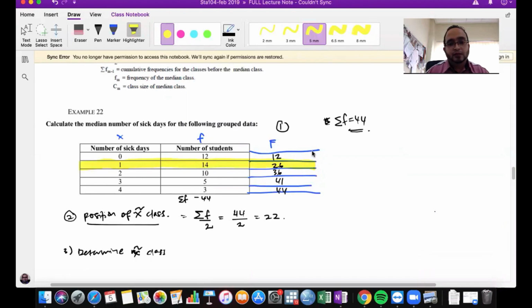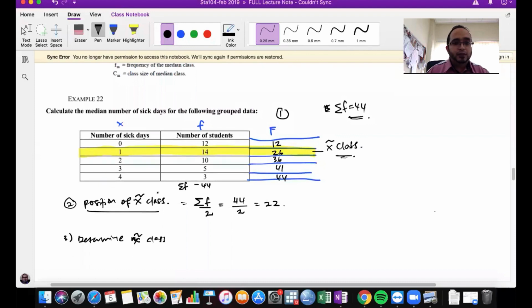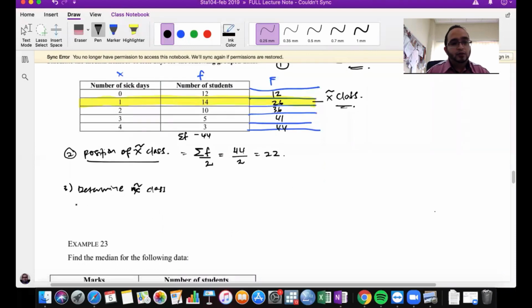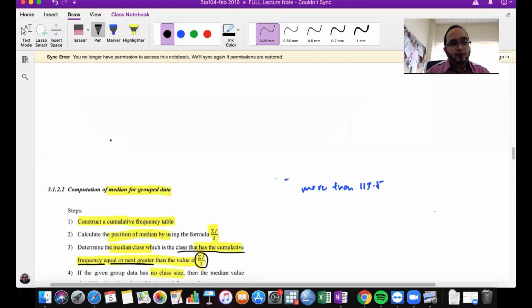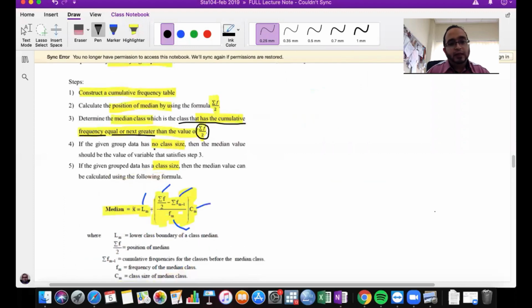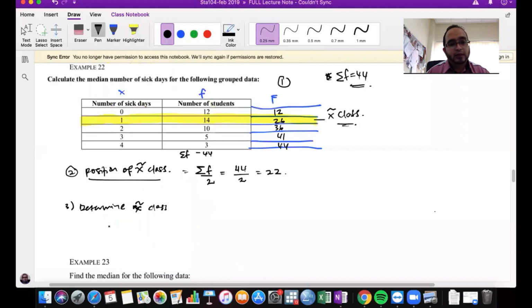Okay. So this is your median class. Median class is class number 2. So step number 4: if the given grouped data has no class size, then the median value should be the value satisfying step number 3. Now we don't have a class size, so the median value is equal to 1.